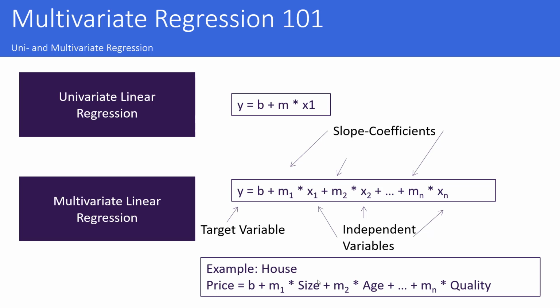In univariate regression, you have only one independent variable x1, whereas you have multiple independent variables in multivariate linear regression. In the second equation you can see there are xn different variables. In the previous lecture on univariate regression, we only considered one variable, the living size, for predicting the price of a house. Now, with multivariate regression, we take further variables into account, like the age of the house, the quality, and possibly many more.